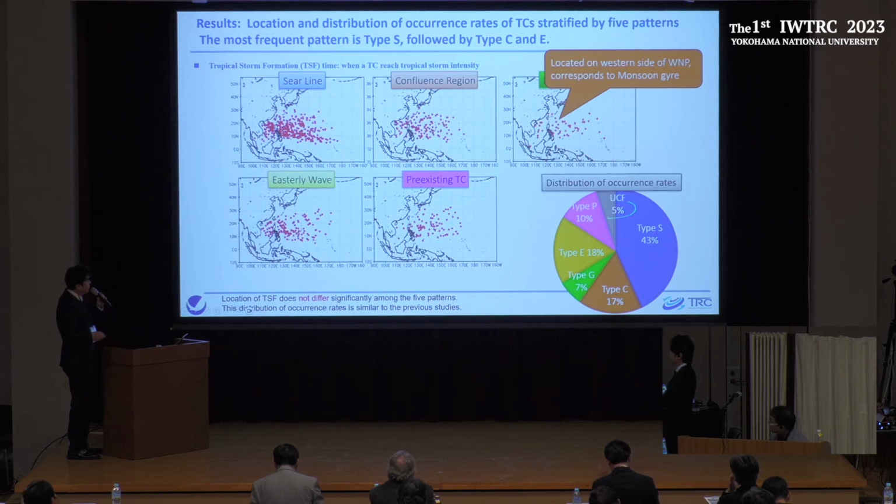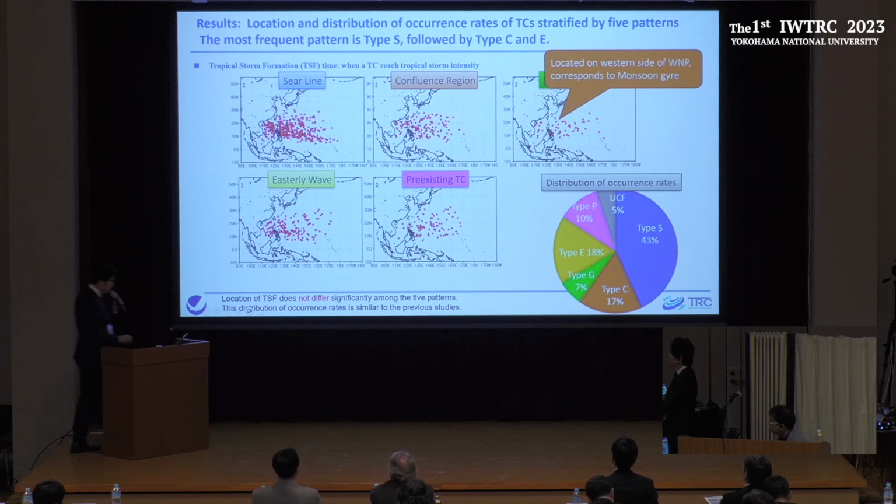And this figure shows the distribution of the occurrence rate stratified by the 5 patterns. The most frequent pattern is type S, with about 40%, followed by type C and type E, about 20% each. And type P and type G accounted for about 10%. So this distribution of occurrence rate is similar to previous studies.